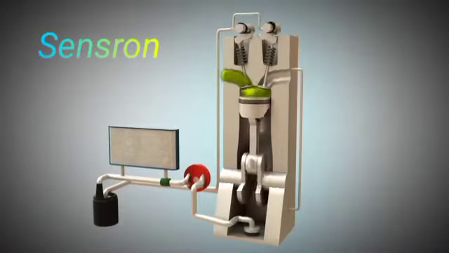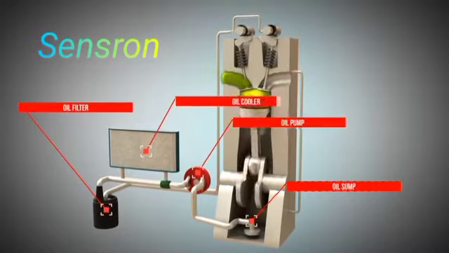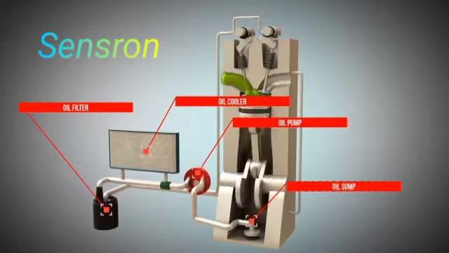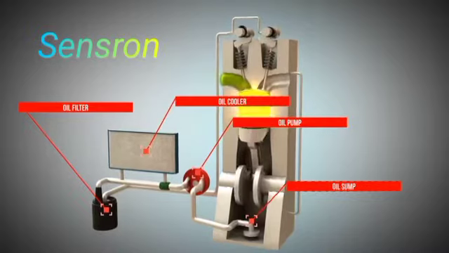Engine lubrication by means of oil is primarily used to reduce friction between moving parts and dissipate heat. In this animation, we want to describe wet sump lubrication using a 4-stroke engine with only one cylinder.